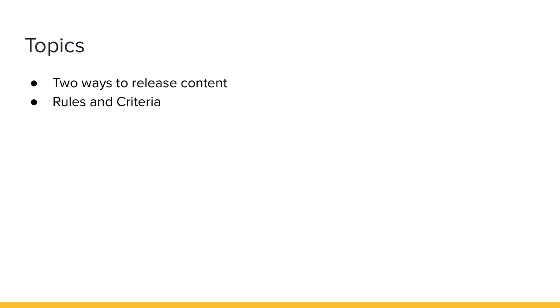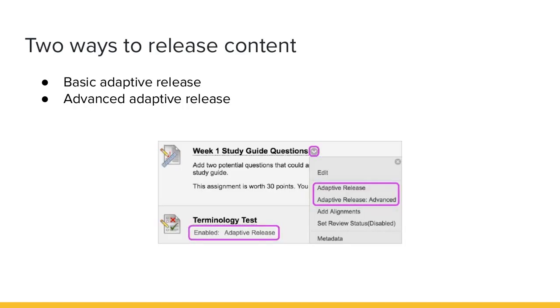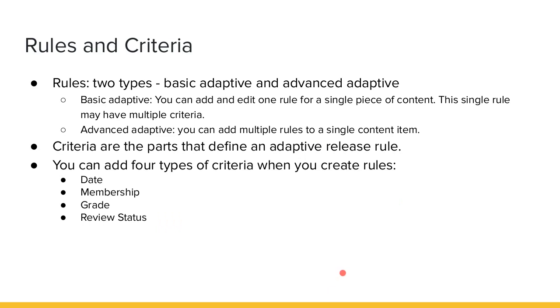All right, releasing content. We have two ways that we can release content, and we're also going to discuss the rules and criteria as it relates to that content. So your two ways to release content are your basic adaptive release and also your advanced adaptive release. So you have types of rules: basic adaptive and advanced adaptive.